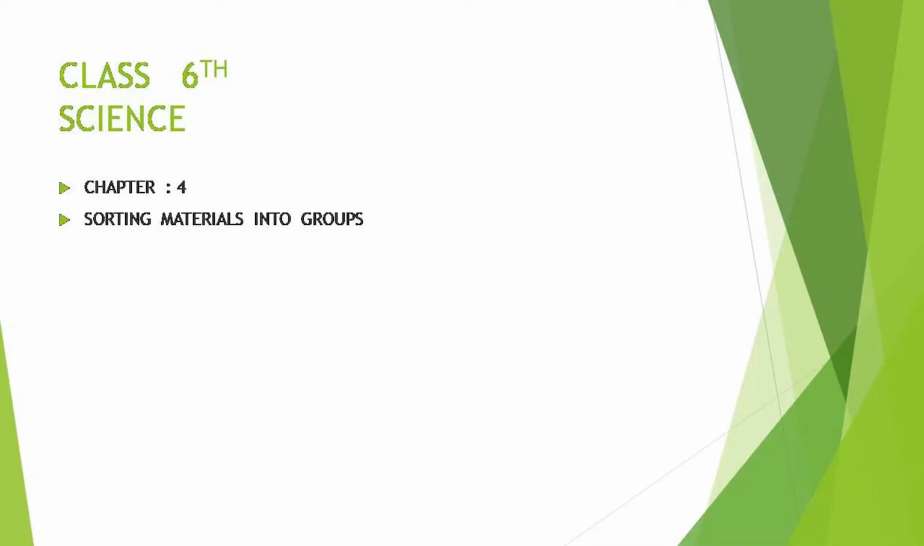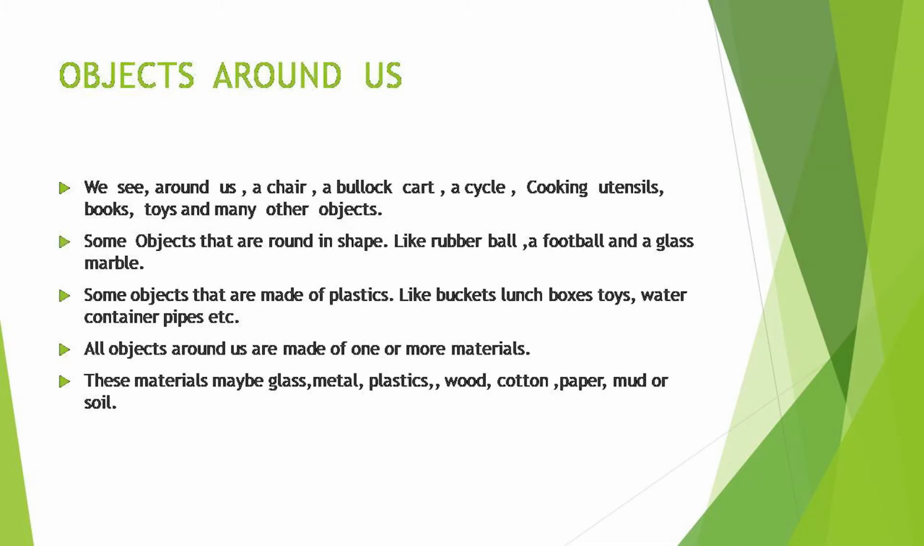So let's start chapter 4 from Science of Standard 6th. Now our first topic is objects around us. We see around us a chair, a bullock cart, a cycle, cooking utensils, books, toys, and many other objects. Some objects are round in shape, like a rubber ball, a football, and a glass marble.